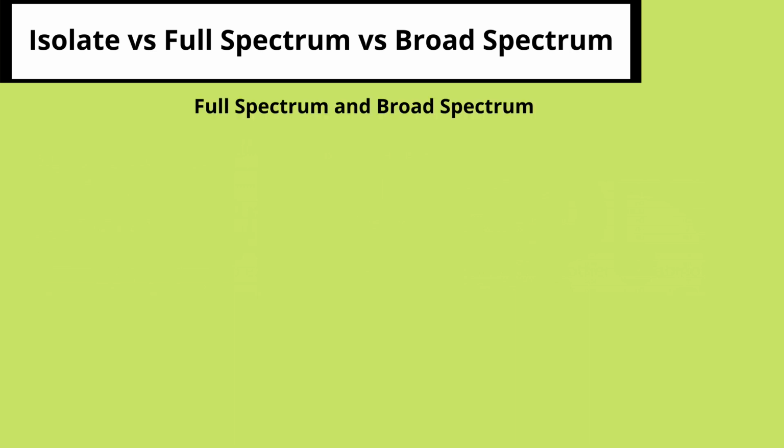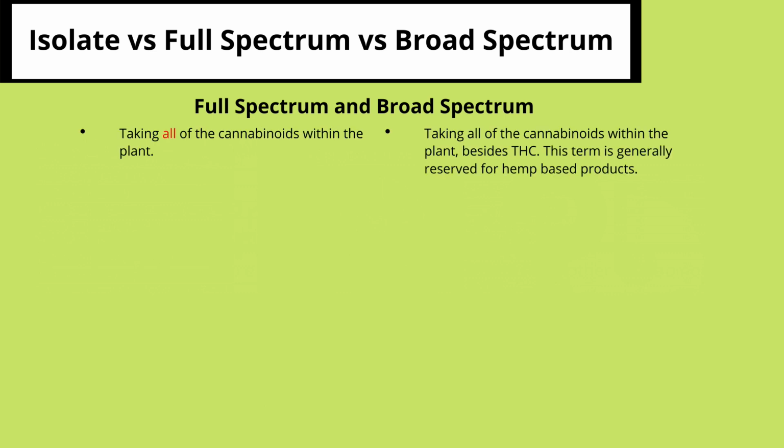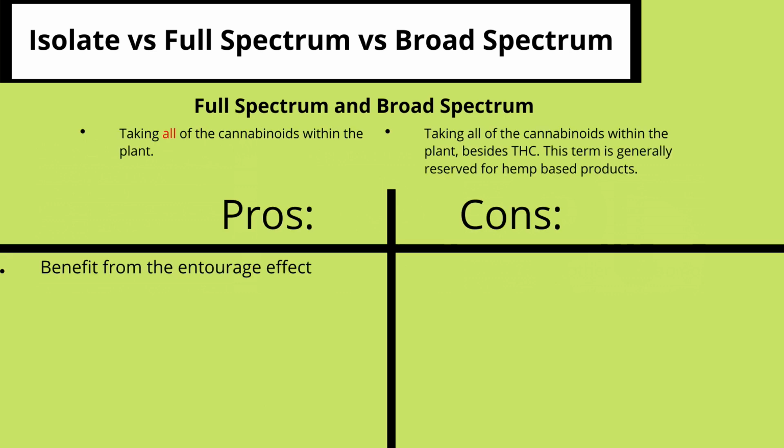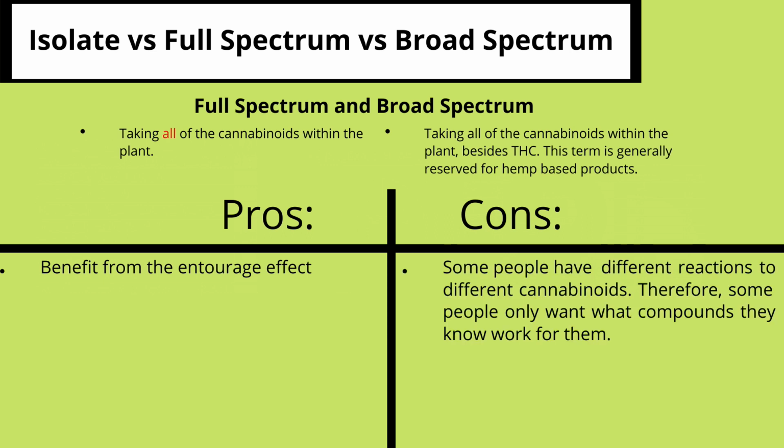Now for the pros and cons of full spectrum and broad spectrum. The main pro being that they benefit from the entourage effect. This is really the reason people choose a broad spectrum or a full spectrum, because of the added benefits of all the other cannabinoids. The only con really is that some people have different reactions to different cannabinoids. Therefore, some people only want compounds they know work for them, not a full spectrum or a broad spectrum.